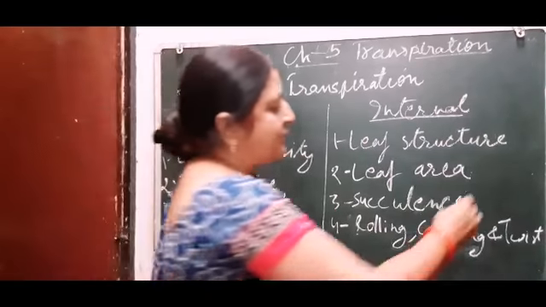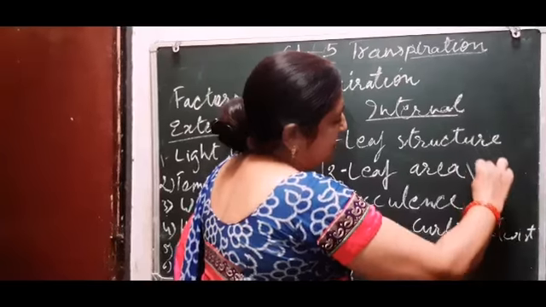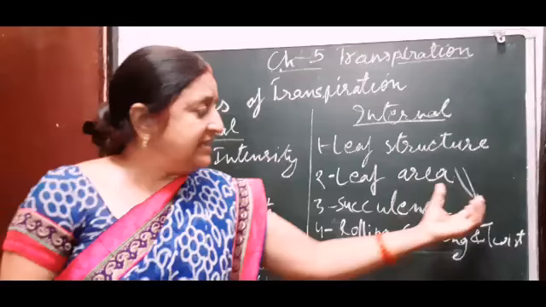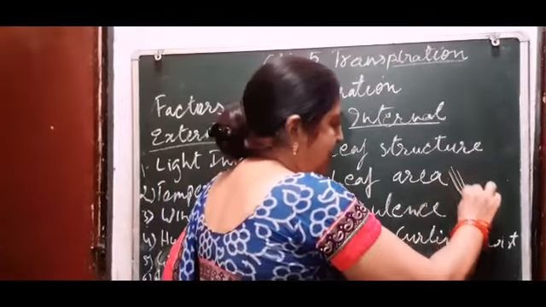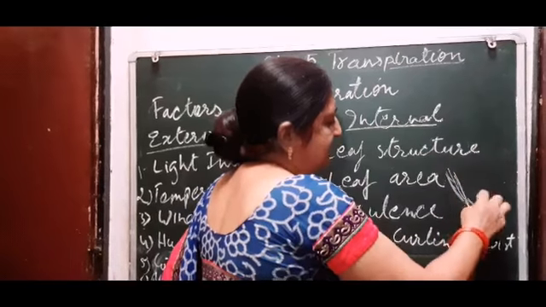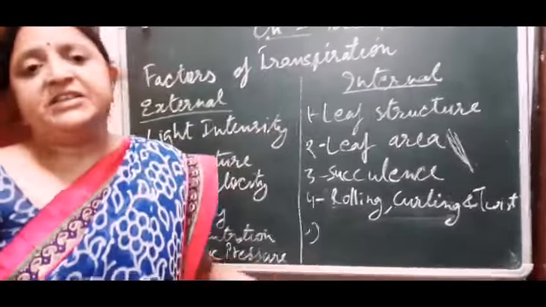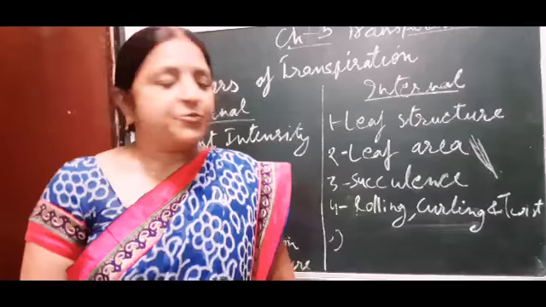The less the area, the less the transpiration. Suppose some of the leaves are of this shape, very thin in size. In such types of leaves, very few stomata are present, like in the nerium plant, and this decreases the rate of transpiration. So leaf area also affects the rate of transpiration.